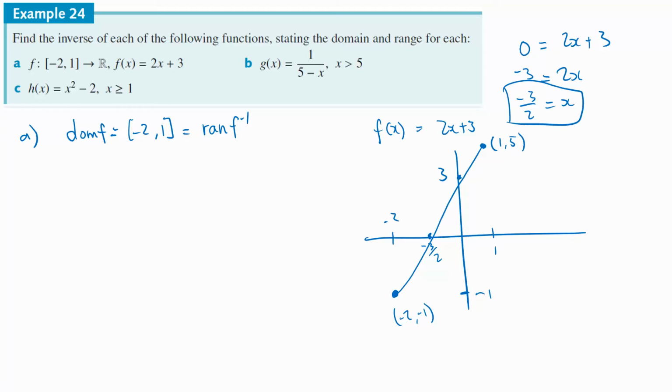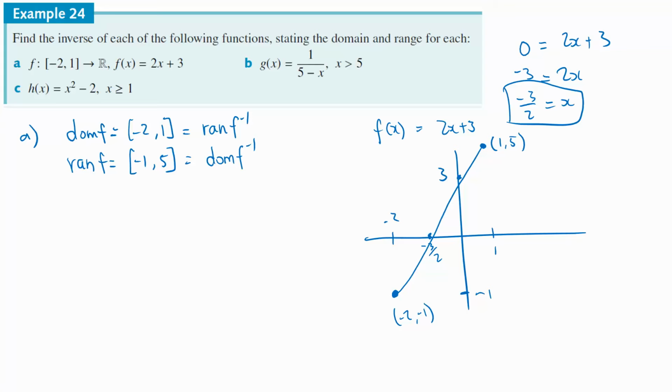Voila. Now remember I talked about visualizing it to answer the domain and range. It's so much easier now. You already got the domain is negative 2 to 1. What is the range? Yeah, negative 1 to 5. So looking at this, I can say now range of f is negative 1 to 5 inclusive, and that is the domain of the inverse.